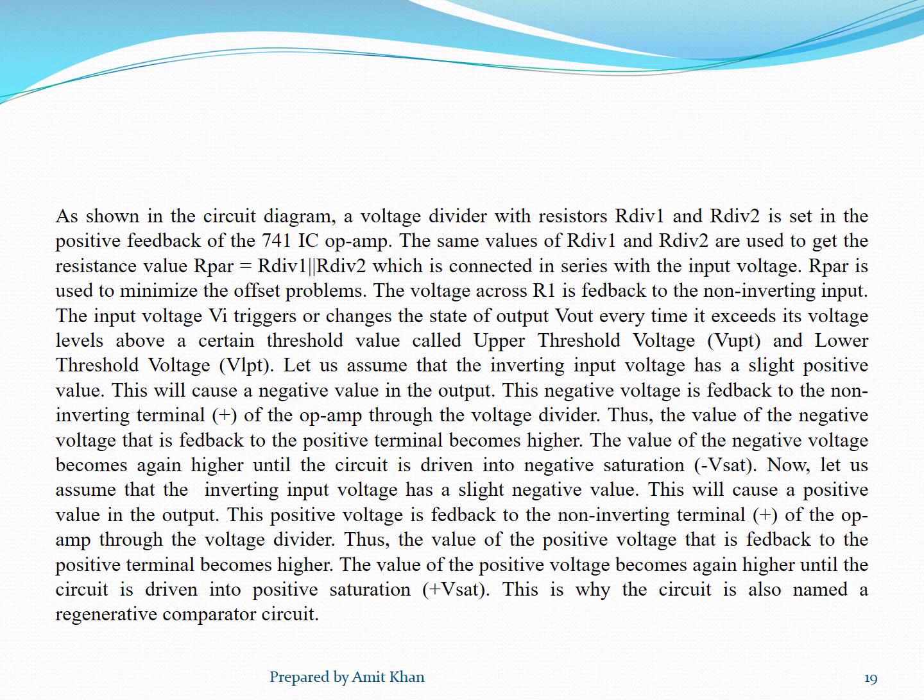Now let us assume that the inverting input voltage has a slight negative value. This will cause a positive value in the output. This positive voltage is fed back to the non-inverting terminal of the op-amp through the voltage divider. Thus the value of the positive voltage that is fed back to the positive terminal becomes higher. The value of the positive voltage becomes higher again until the circuit is driven into positive saturation. So this is why the circuit is also named a regenerative comparator circuit.